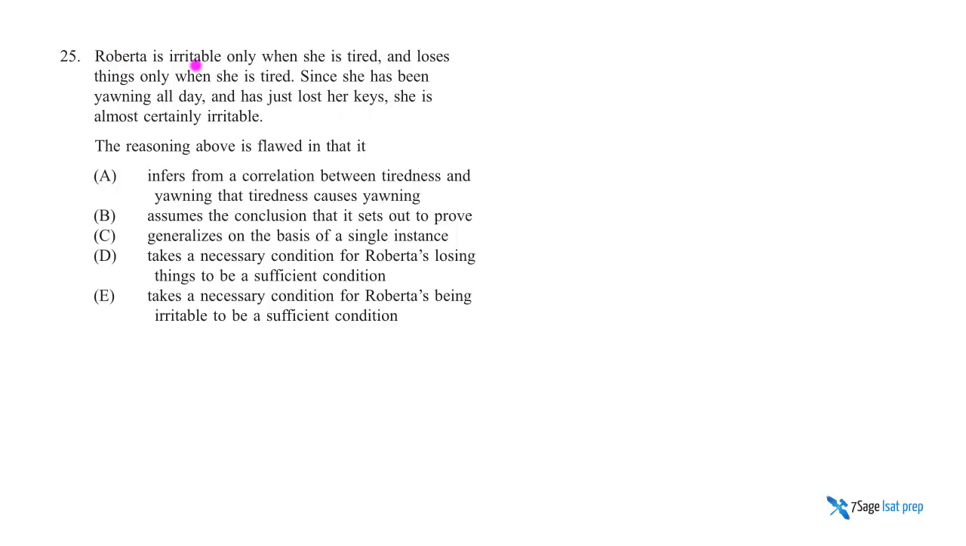We have Roberta is irritable only when she is tired. So "only when" signals group 2's necessary condition. Okay, so irritable only when she's tired, and loses things only when she's tired. Right? So you might be thinking, how come I didn't just point it straight down to 1? Because later on the structure of the argument matters. Obviously, there's no way for you to know this in advance. As the clock is ticking, all this stuff should just be in your head anyway, right?